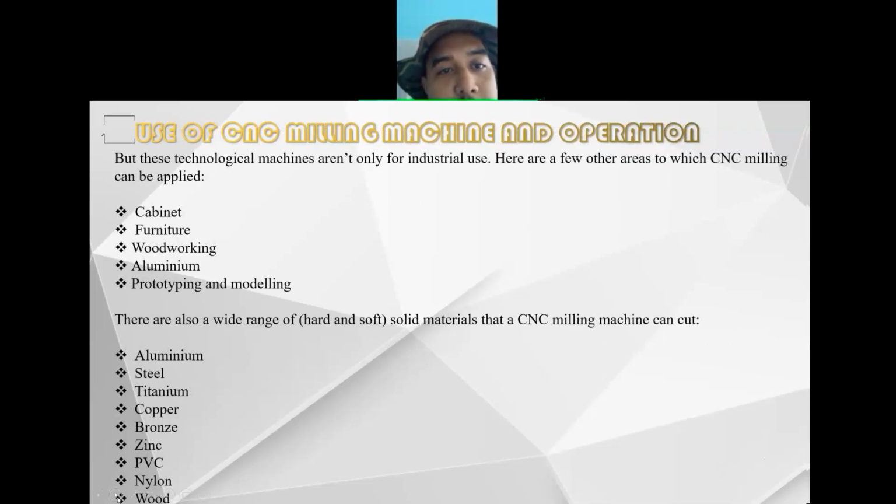But these technological machines aren't only for industrial use. Here are a few other areas to which CNC milling can be applied. First, cabinet. Second, furniture. Third, woodworking. Fourth, aluminium. Fifth, prototyping and modeling. There is also a wide range of hard and soft solid materials that a CNC milling machine can cut: aluminum, steel, titanium, copper, bronze, zinc, PVC, nylon, and wood.